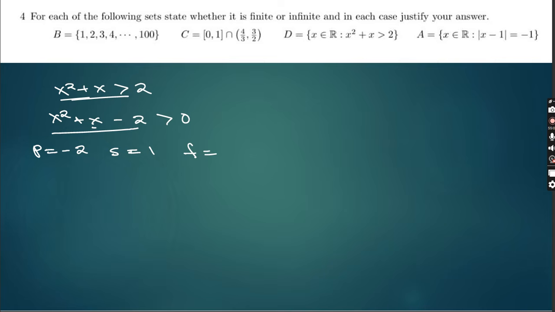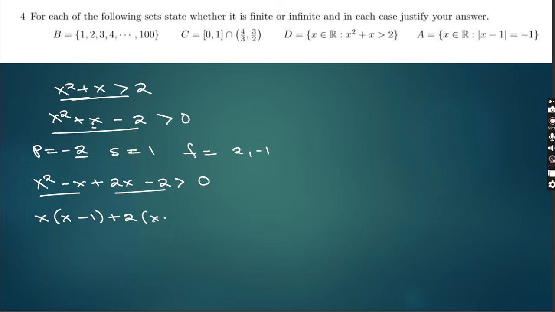So I choose 2 and -1, because when we multiply the two, we're going to have -2, and when we add, we're going to have 1. So we're going to replace. We're going to have x squared minus x plus 2x minus 2 is less than 0. Next is just to factorize by parts. We're going to say x there is common. We're going to have x minus 1 there. Then plus 2 is common. So we're going to remain with x minus 1 in one bracket, and what is outside, x plus 2, to be less than 0.